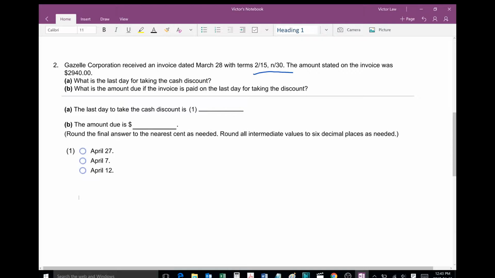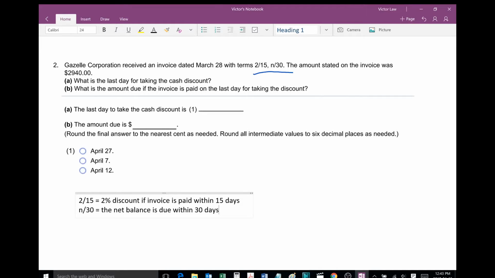To solve part A, we need to understand what the terms 2/15, net 30 mean. So 2/15 represents a 2% discount if the invoice is paid within 15 days, and N/30 represents the net balance is due within 30 days.